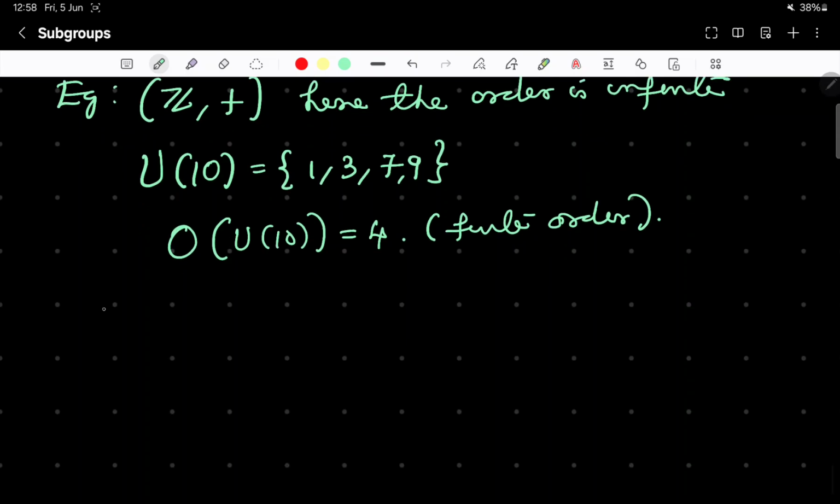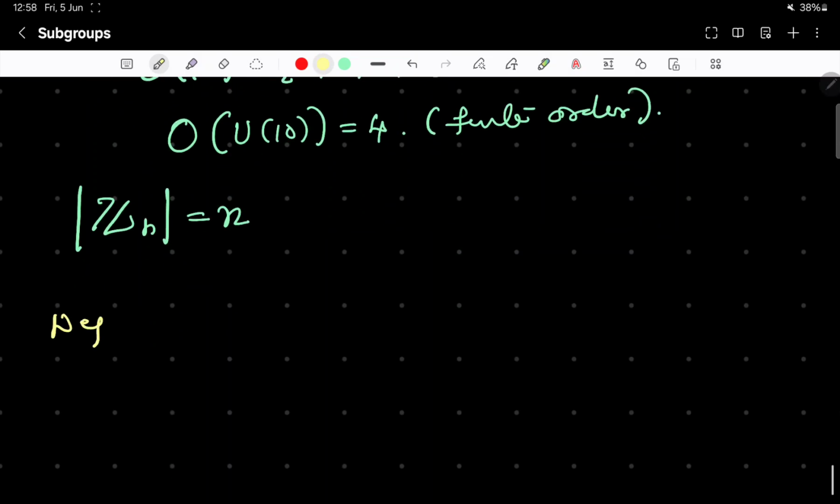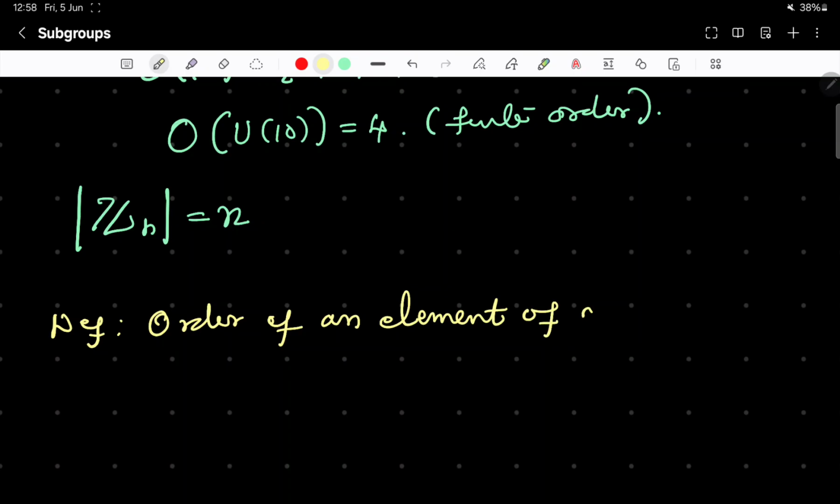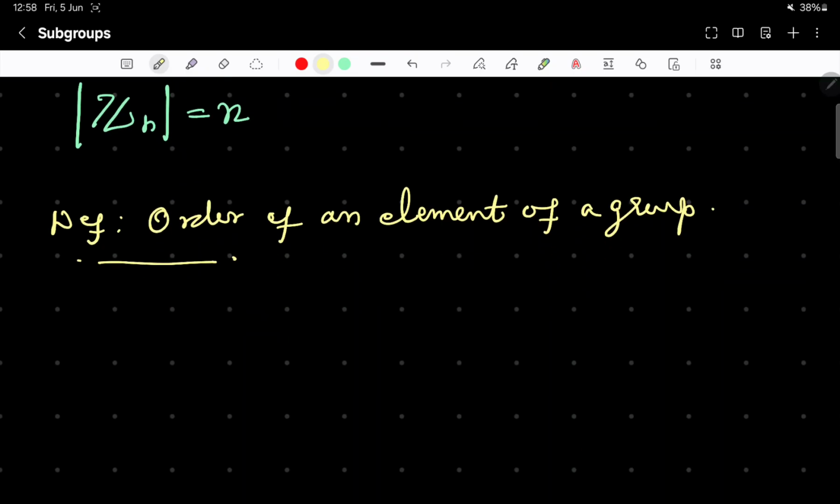Similarly, for any Zn, the order of the group is equal to n, because the elements are 0 to n minus 1. So let's look at another definition: the order of an element of a group. Initially we talked about the order of a group, that is the size of the group. Here we are looking at the order of an element of a group, so this is a little different. Let's see what this means.